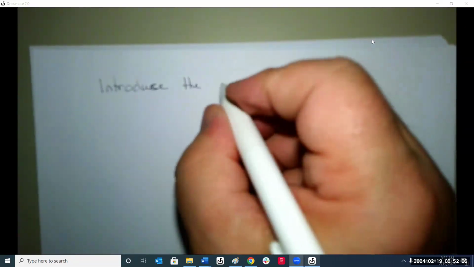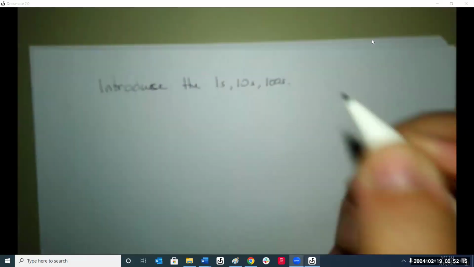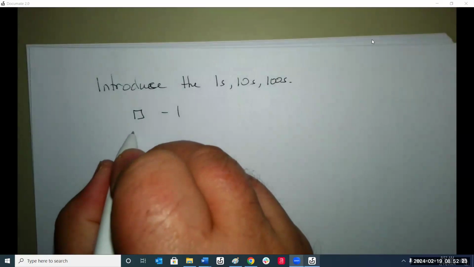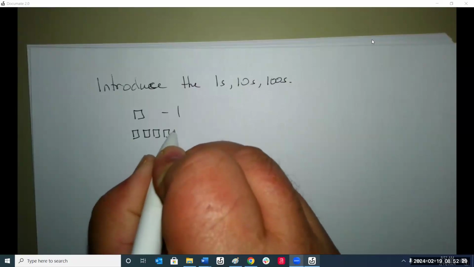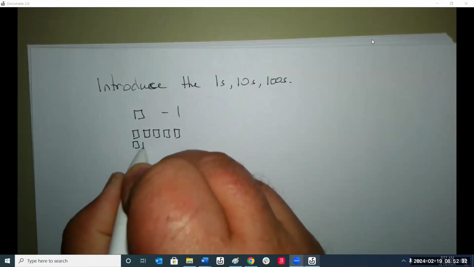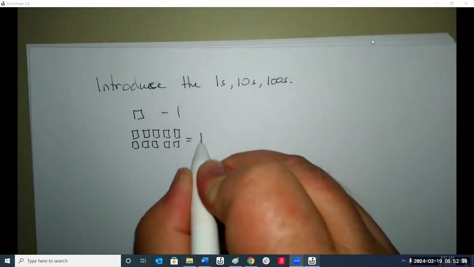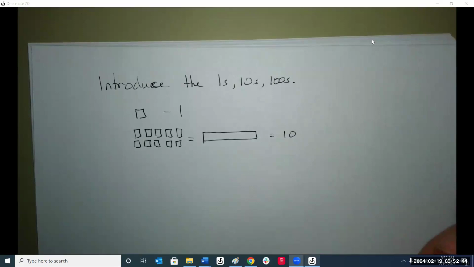Introduce the ones, tens, hundreds. So we tell them that this equals the number 1. And if we had 10 of those, then that equals 1 long bar, and that equals a 10.